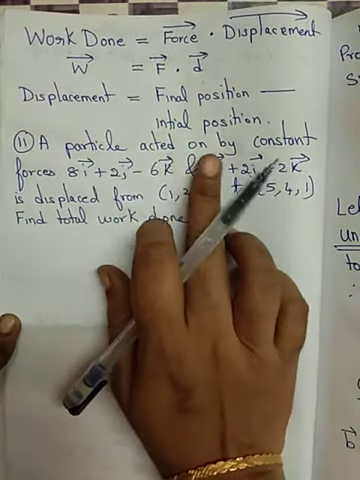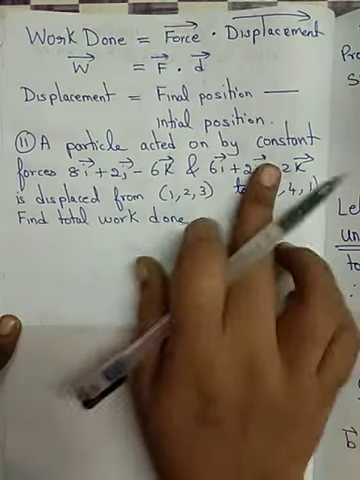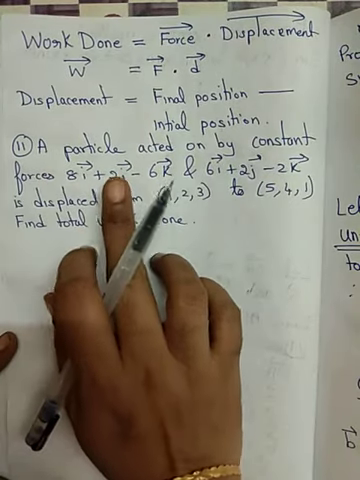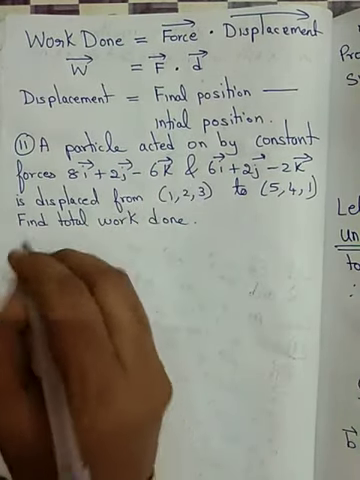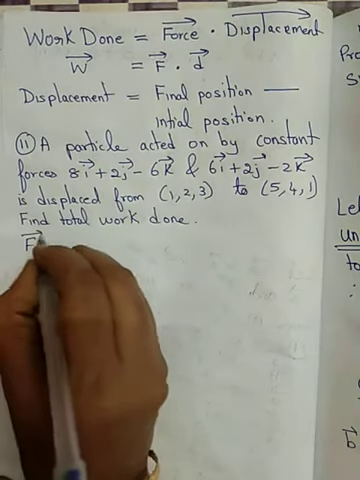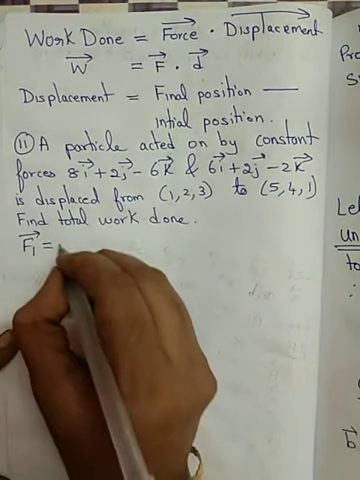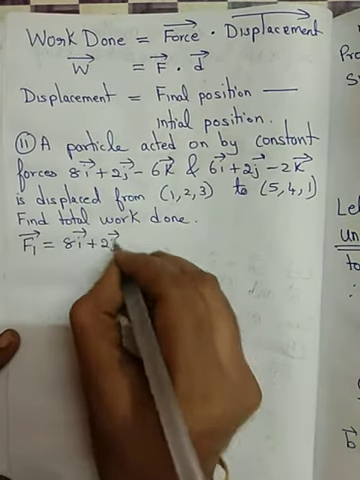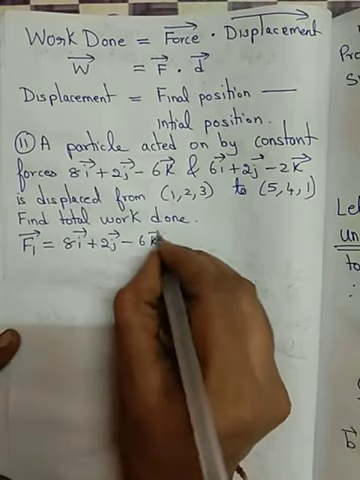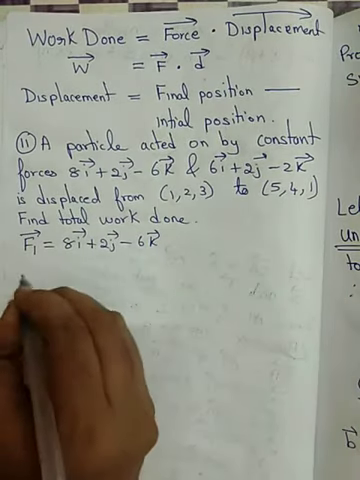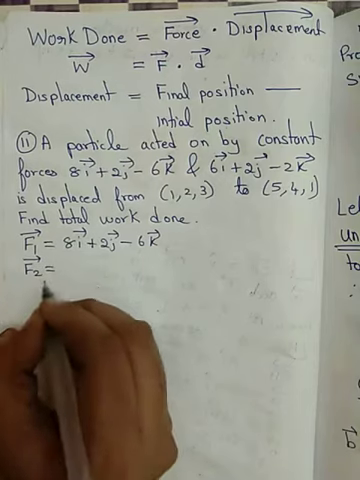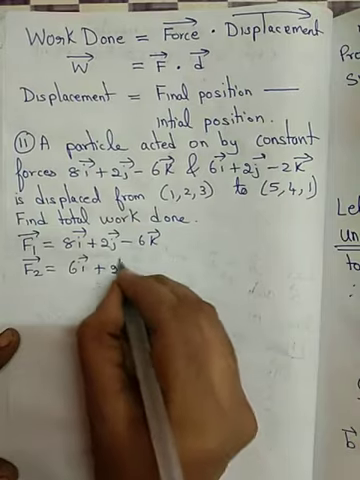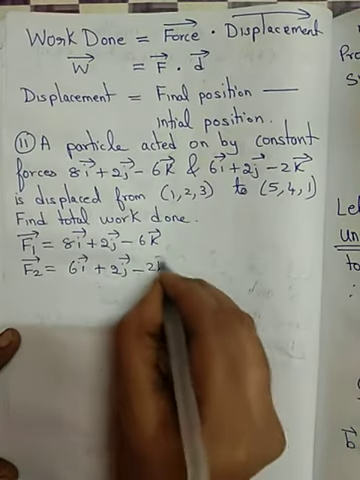A particle is acted on by constant forces. So in this problem, there is not one force, there are two forces acting. Let me write the first force as F1 vector. F1 vector is 8I vector plus 2J vector minus 6K vector. Next, another force, let me write it as F2 vector. F2 vector is equal to 6I vector plus 2J vector minus 2K vector.